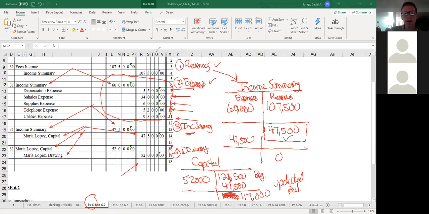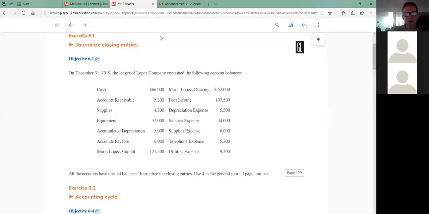So if I go back now to the previous page, to the textbook problem, now that I've got this up, and of course, there's the drawing right there. Here's the fees income. And then of course, we've got all your expenses listed right over here. Okay. And here was that capital. I said the capital had a balance of 121.5. That was the balance that had already carried over from a previous period, previous month, or a previous cycle.